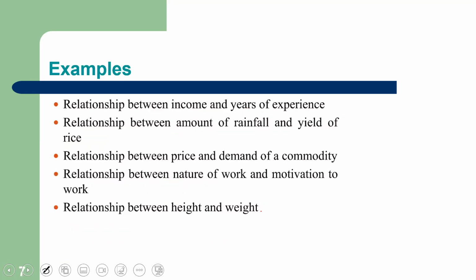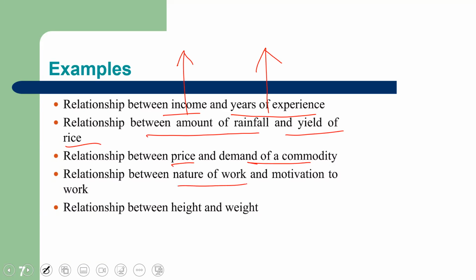What are the examples? I just gave weight and height. Similarly, if you take years of experience, definitely the income will be more. So if the years of experience is more, it is by default that there will be a little more income in his salary. Similarly, the relation between the amount of rainfall and the yield of rice. If the rainfall is more, then the yield of the rice will be positive. Then the price and the commodity, how they are related, the relation between the nature of work and the motivation of the work, and the relation between height and weight, as I said.